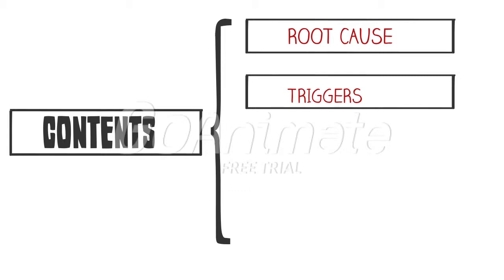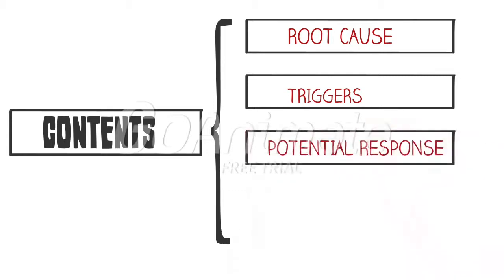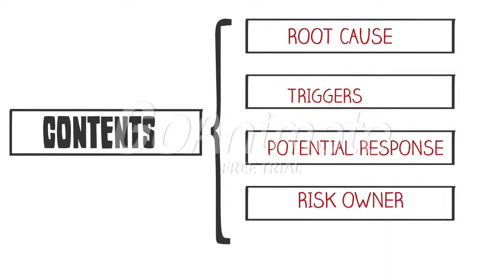The next one is potential response. Potential response is the action to be taken if the risk occurs. Risk owner identifies who is the owner of the risk, who is responsible for tracking the risk. Also, the risk owner needs to manage the risk response if the risk occurs.